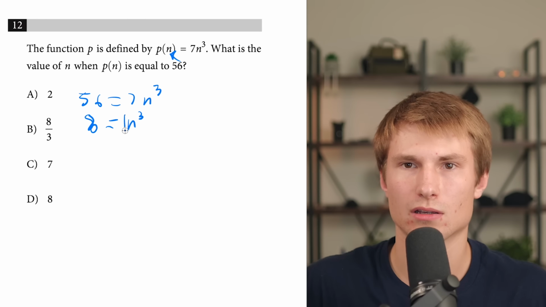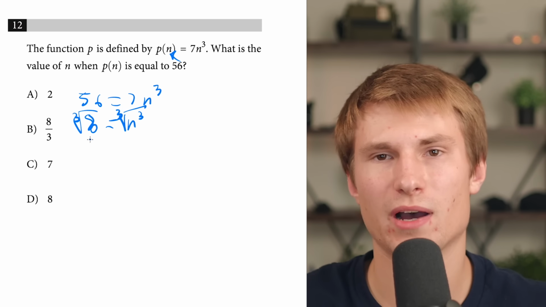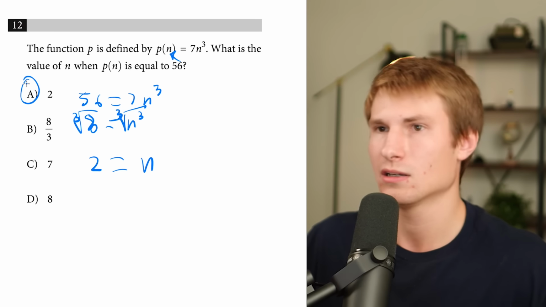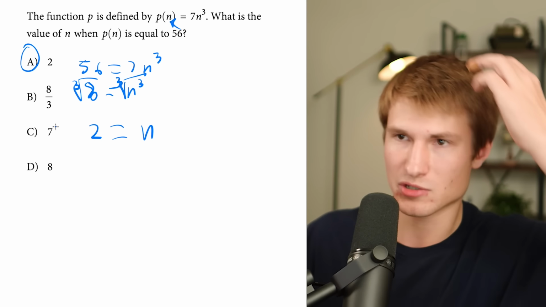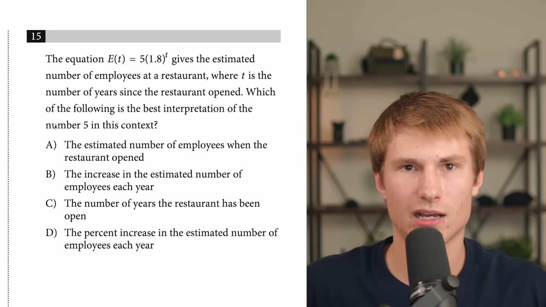We'll take the third root of each of these. Keep in mind, third root of 8 is 2. So 2 is going to equal the value of n, and our answer there is 2. Okay, keep in mind 2 times 2 times 2 is 8. All right, number 13 is what we're on now.